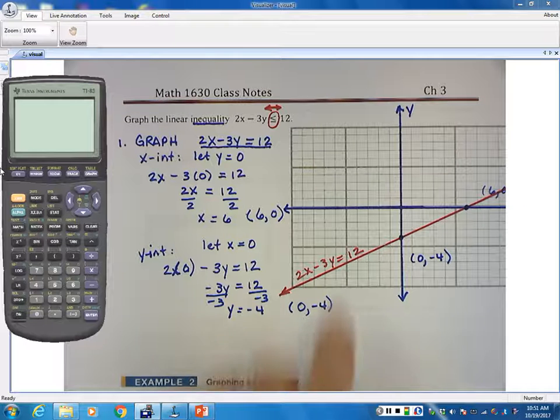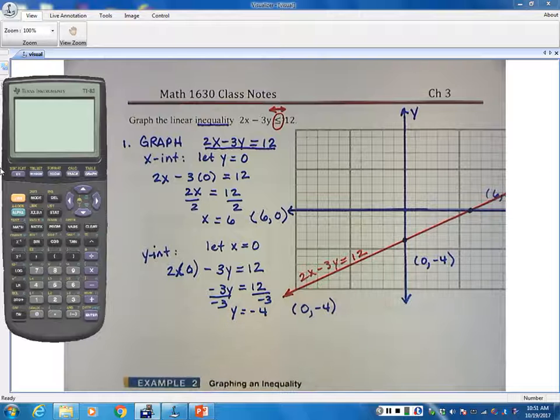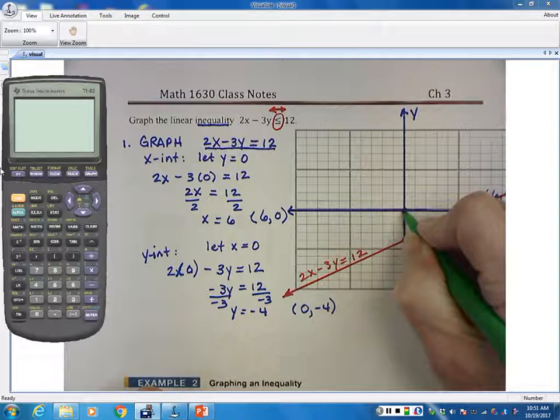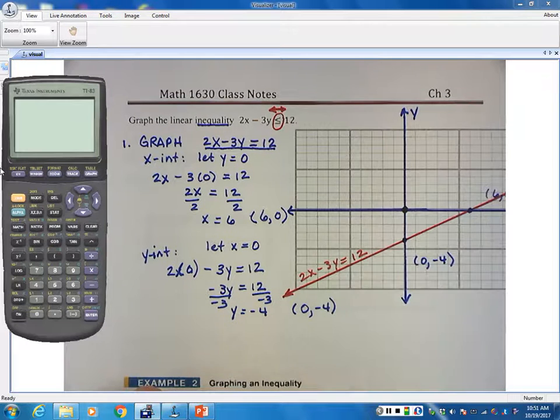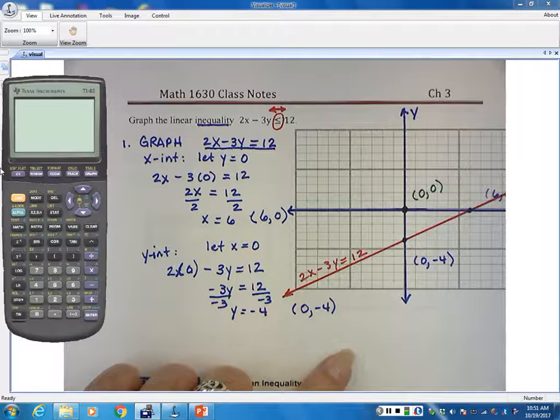Somebody choose me a point up here. Anywhere up here you want. 0, 0. Okay. I bet I know why you picked that one too. That's my favorite point. Okay, so we choose 0, 0.